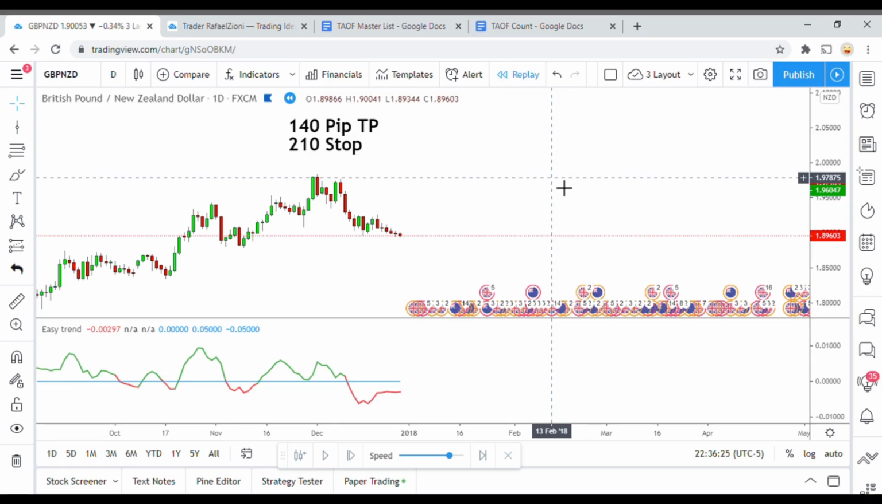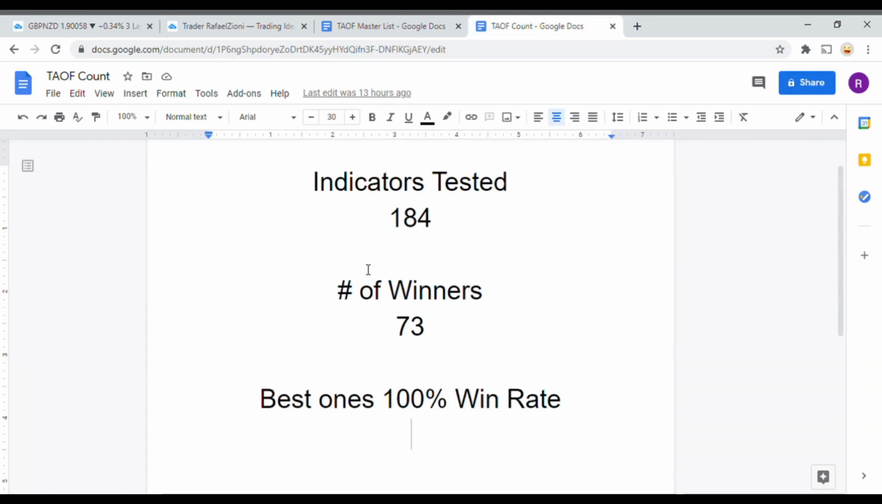Alright, as I said, today we will be testing the Easy Trend Indicator. But before we do, I wanted to put the indicator scoreboard up for everyone to see. So, to date, we have tested 184 indicators, and out of those 184 indicators, 73 of them have been winners, which means that they have met or exceeded the 60% win-loss ratio threshold that we have set for them. The best ones so far were able to achieve a 100% win rate.